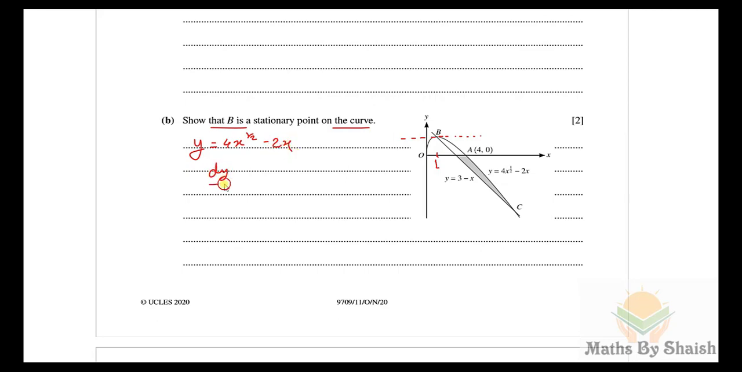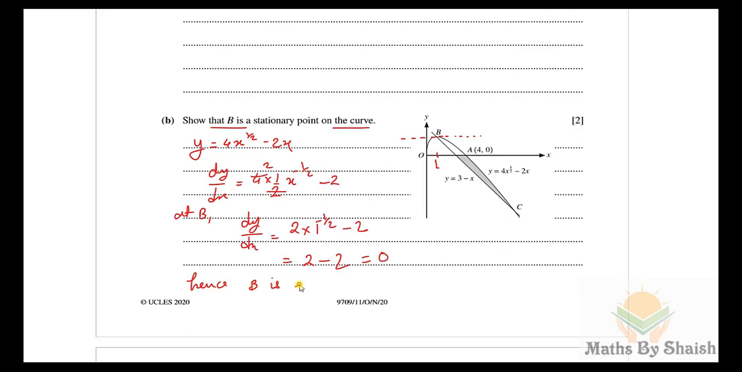And dy over dx for y is equal to 4x to the power half minus 2x. The differentiation is going to be 4 into 1 by 2 x to the power minus half minus 2, so this is cancelled, and at b dy over dx is going to be 2 into 1 to the power minus half minus 2, which is 2 into 1, that is 2, minus 2 is equal to 0, and hence b is a stationary point. I hope it is clear.